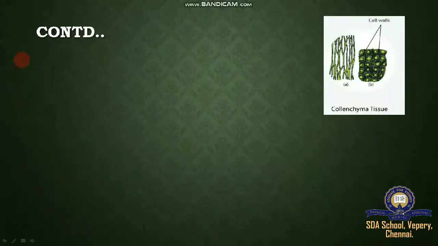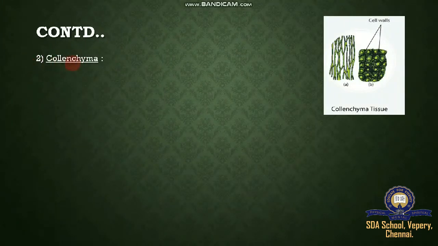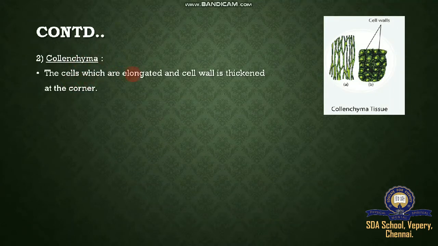The second simplest tissue is called collenchyma. So parenchyma, then collenchyma. Its cells are elongated and the cell wall is thickened at the corners. The corners of the cells are made up of a deposited compound called lignin, giving uneven thickness. Depending on the deposition at each corner, the cells take different shapes.